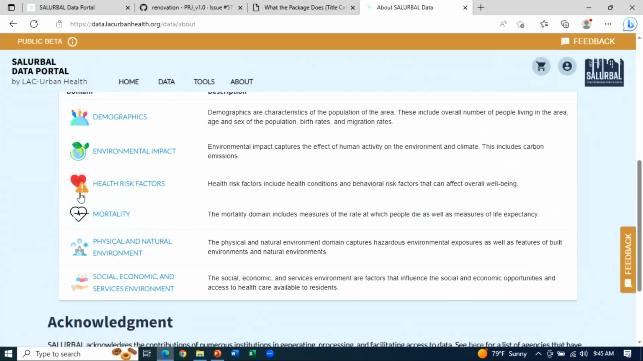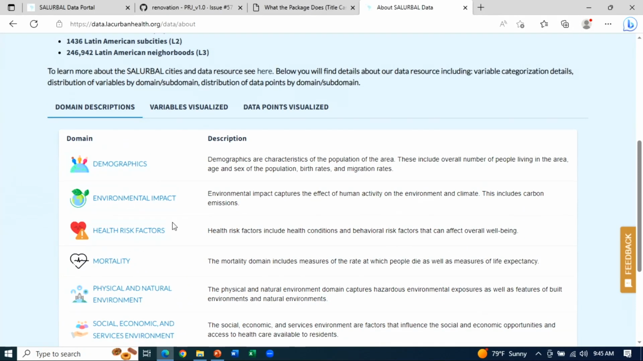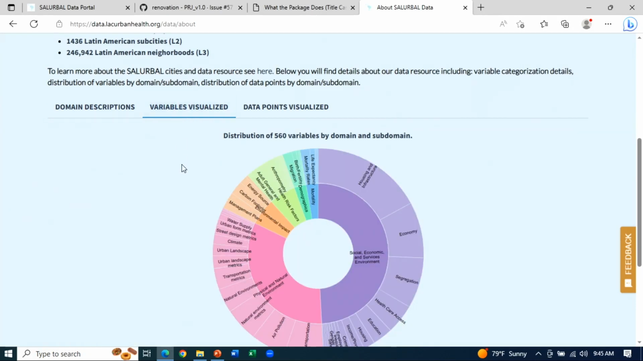And here we just have a few summaries of our domains. And this is a visualization that looks at the variables that we have. And you can see, at the variable count level, a lot of socioeconomic data here.